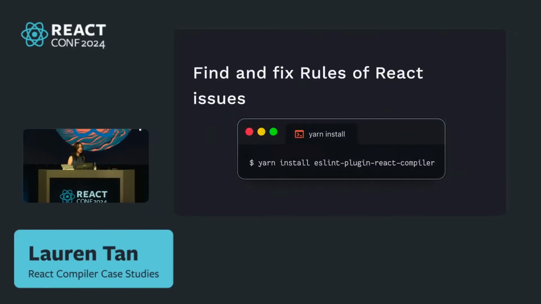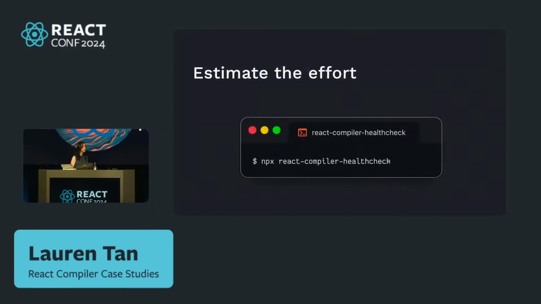And as we also saw in the demo, the compiler also ships with an ESLint plugin. So that surfaces the compiler's diagnostics right inside of your editor, which is really nice. Because it's the first time we've been able to show rule of React errors in your code. The current React ESLint rules only show you the rule of hooks, which is only a subset of our rules. As part of the release, we're also including a health check script, which will give you a little sense of how much effort it'll take to adopt the compiler. It's not perfect, of course, but it can give you some signal into whether this might take a few days or a few weeks of effort.